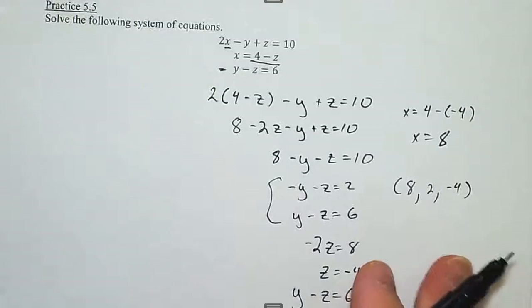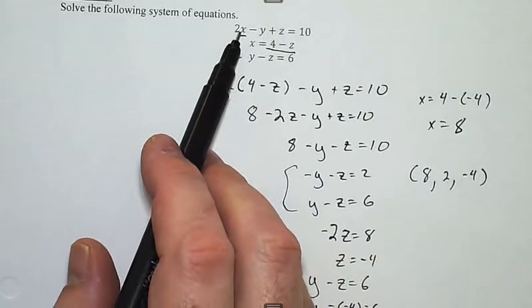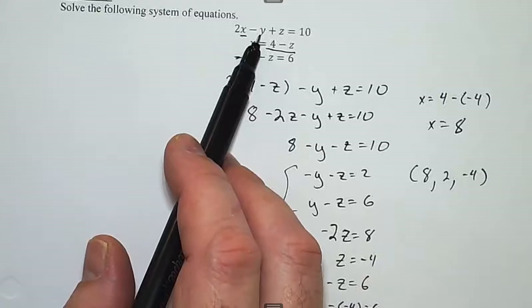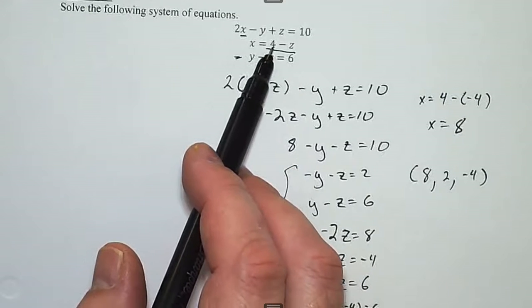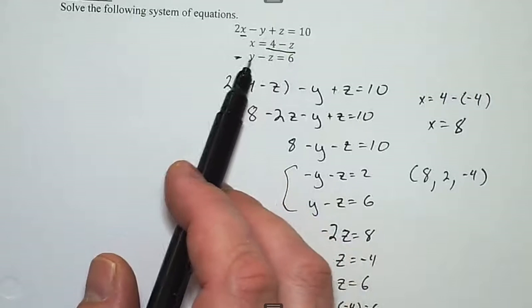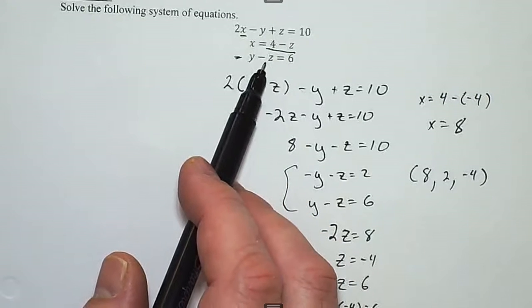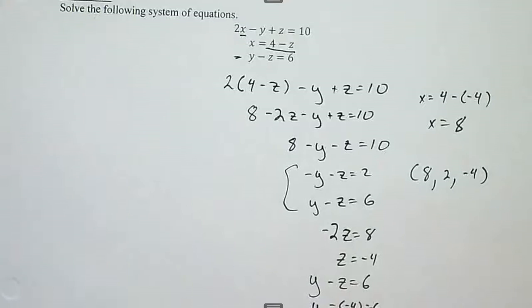Let's double check our work. That would be 16 minus 2 is 14, and 14 minus 4 is 10. This says 8 equals 4 minus a negative 4. That's true. 2 minus a negative 4 is 6. And that's true. So they all worked. And that's it, except for the exit ticket.